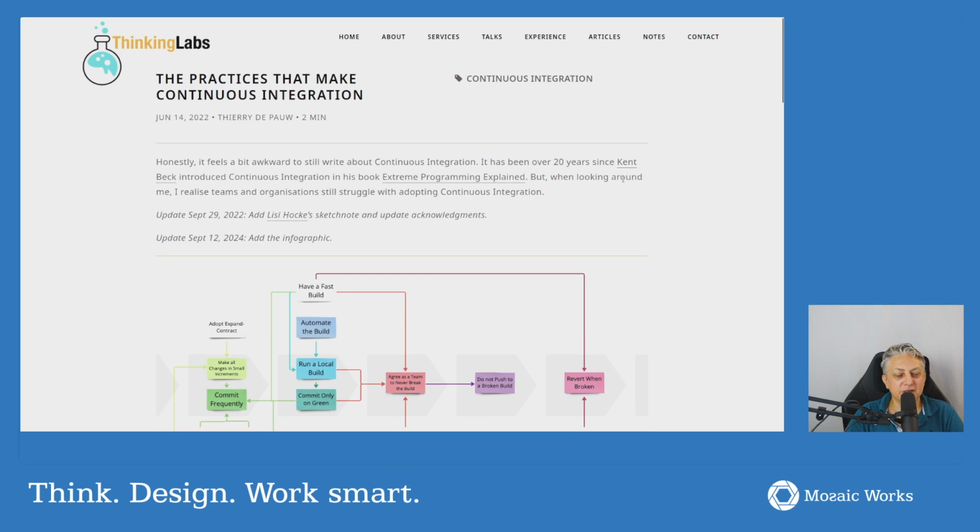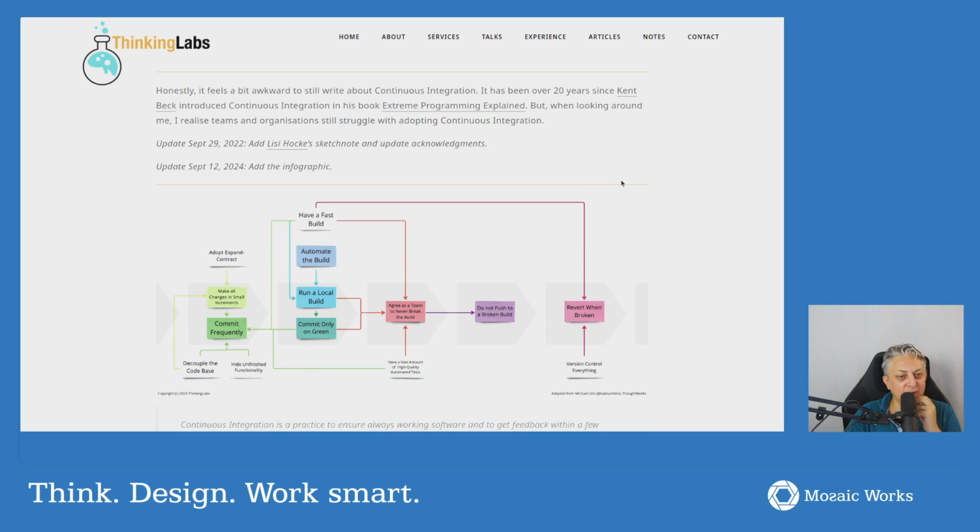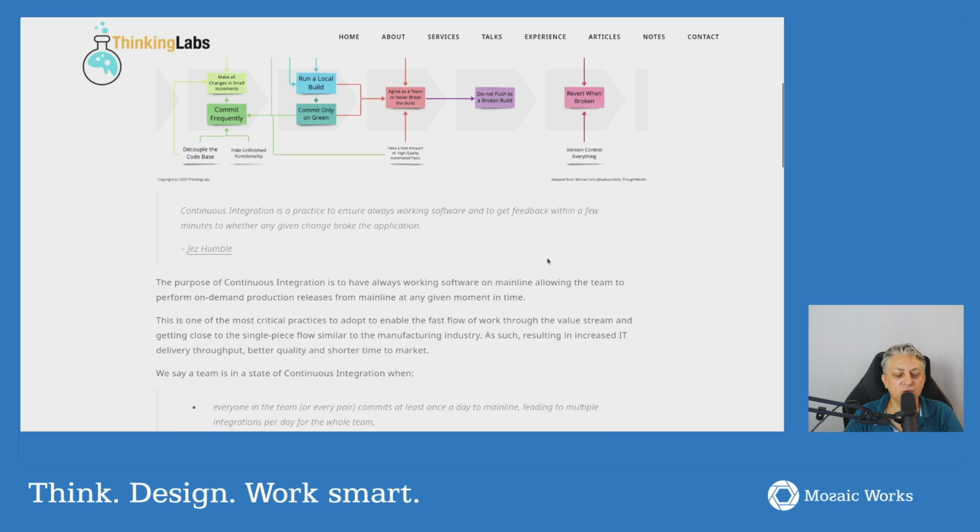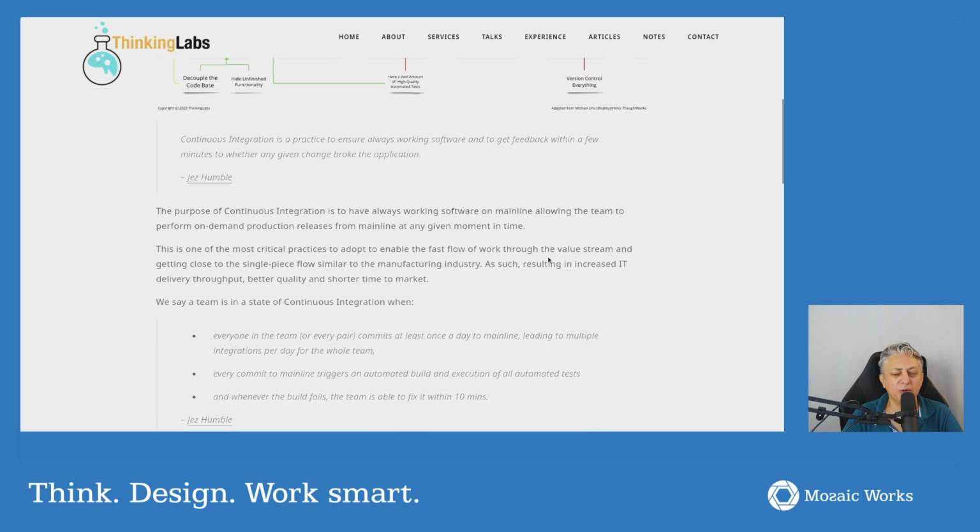So let's read a little bit through this article. Honestly, it feels a bit awkward to still write about continuous integration. It has been over 20 years since Ken Beck introduced continuous integration in his book Extreme Programming Explained, but when looking around me, I realized teams and organizations still struggle with adopting continuous integration. And then a quote from Jess Humble, who is the author of a book on continuous deployment or continuous delivery, I don't remember.